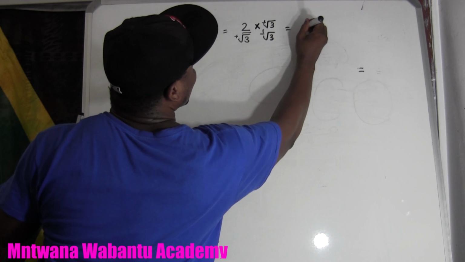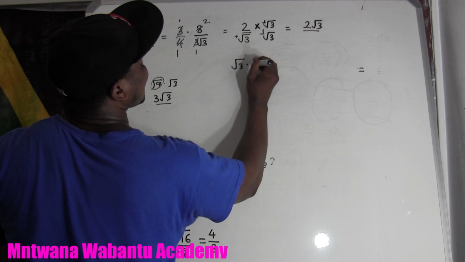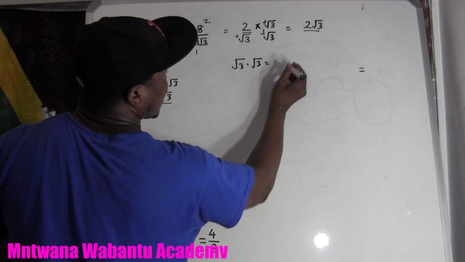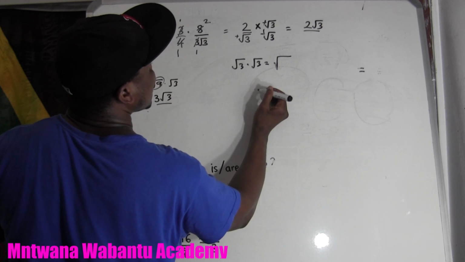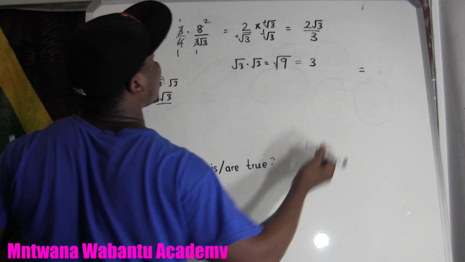So this, let me say 2 square root of 3 plus square root of 3 times square root of 3 equal to 3. How? Look, I can put in a single square root. 3 times 3 equal to 9. But when you square root 9, you get what? 3. So let me say 3.